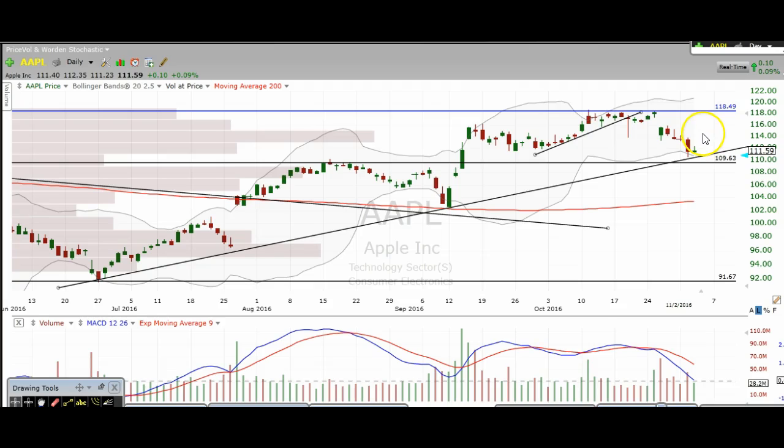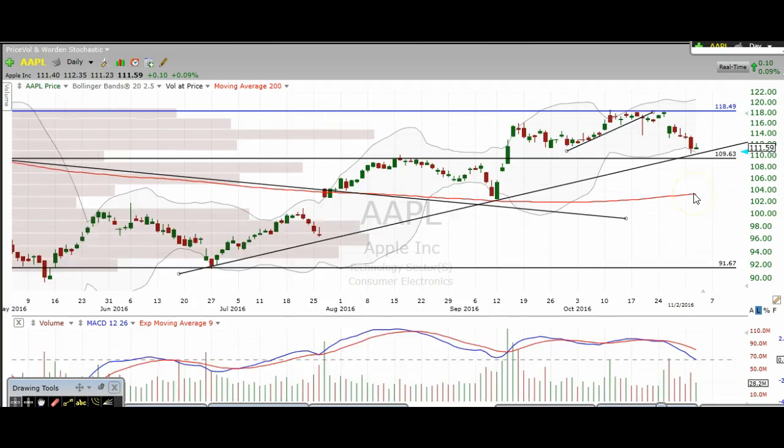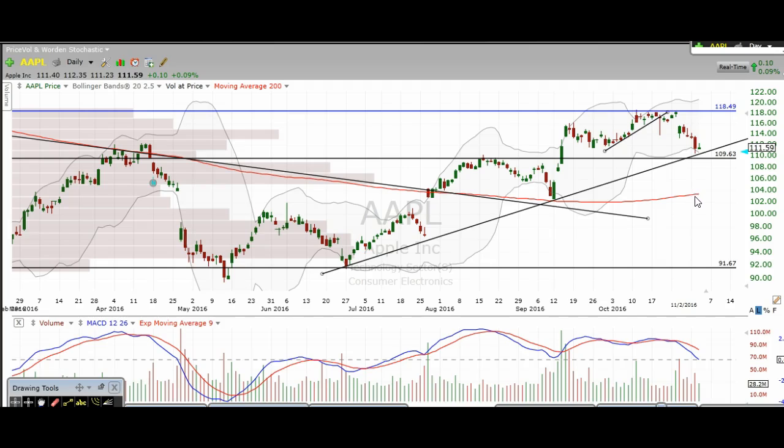But you really want to pay attention to these levels. 109, 110. If this level breaks, then we're going to head down to about 104 or so. 104, and that's going to be a really good buy zone on Apple if we do end up getting down there about 104, 105. That's a pretty decent area to get long for a longer term trade.